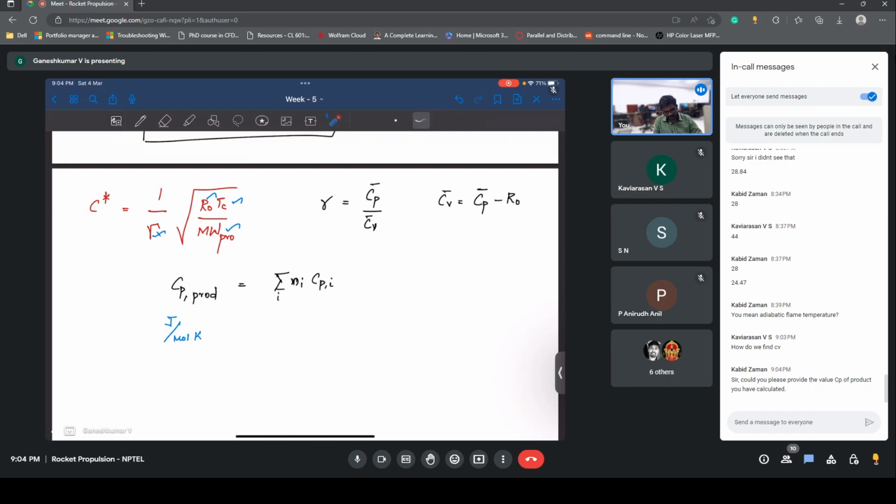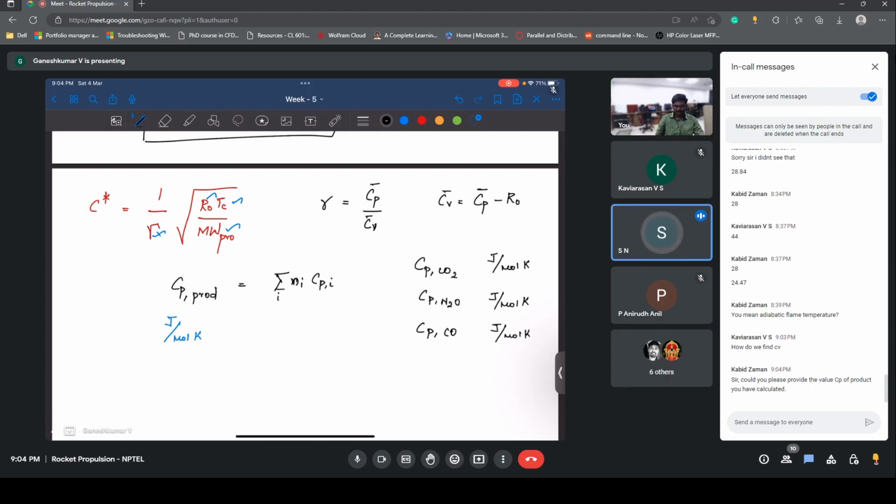So Cp, we know Cp of individual species. For example, we know Cp of CO2, we know Cp of H2O, and we know Cp of CO, right? And all these are expressed in terms of joules per mole Kelvin. Okay, so I think it's just the Cp times the number of moles, is it? Yeah, like that.